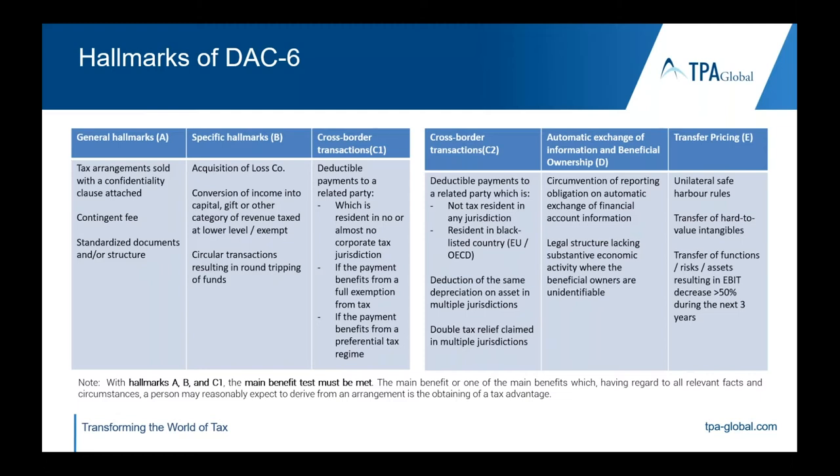So for example, for a cross-border transaction under hallmark C1, if the arrangement involves making a deductible payment to a related party in a no-tax or zero corporate tax jurisdiction, there must have been a main tax benefit as the purpose of the arrangement for it to be met under the hallmark. On the other hand, if the arrangement has involved the transfer of hard-to-value intangibles, then that arrangement, if it involves an EU state, has no need for the main tax benefit test to be met as the main objective.